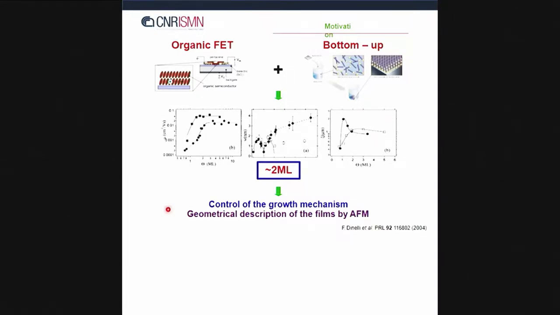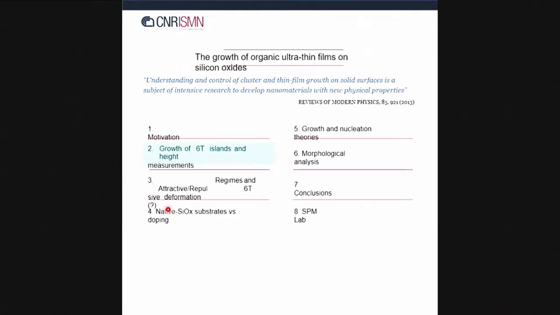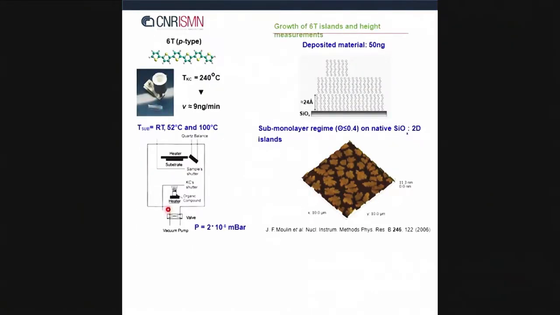And we showed this point in 2004 in a Dinelli paper, which explained how the charge in an organic field effect transistor is confined in the first two or three monolayers of the material. So it is clear that controlling the growth mechanism behind the formation of the film is crucial to obtain a film which works very well. In this sense, the first point is to understand how this film forms in vacuum.